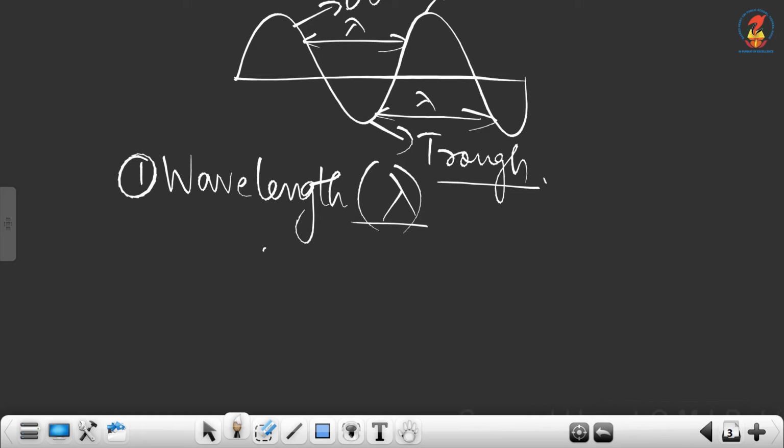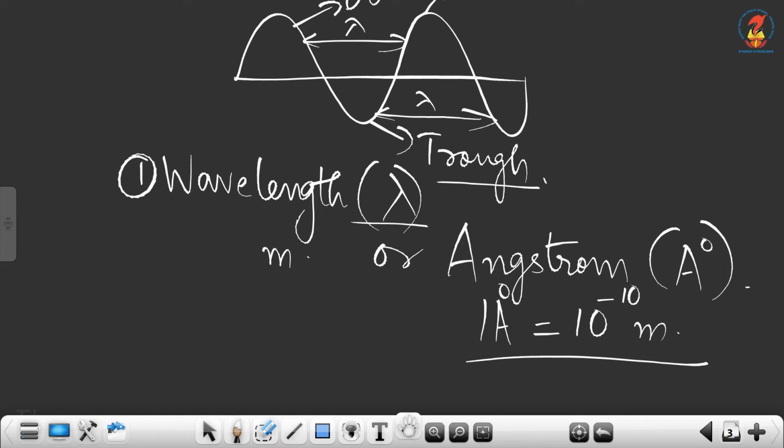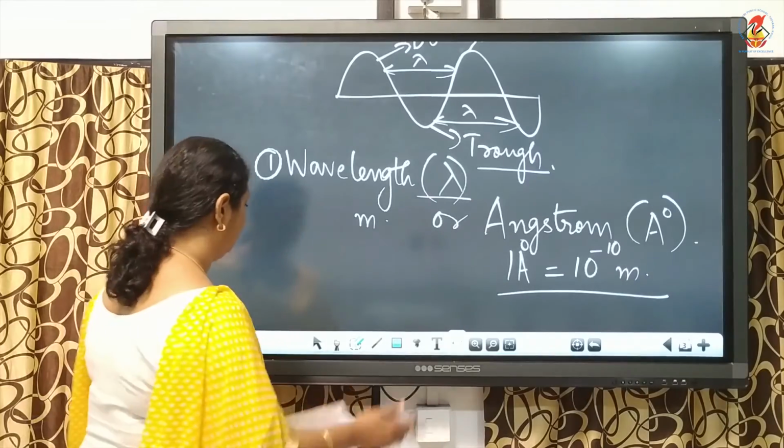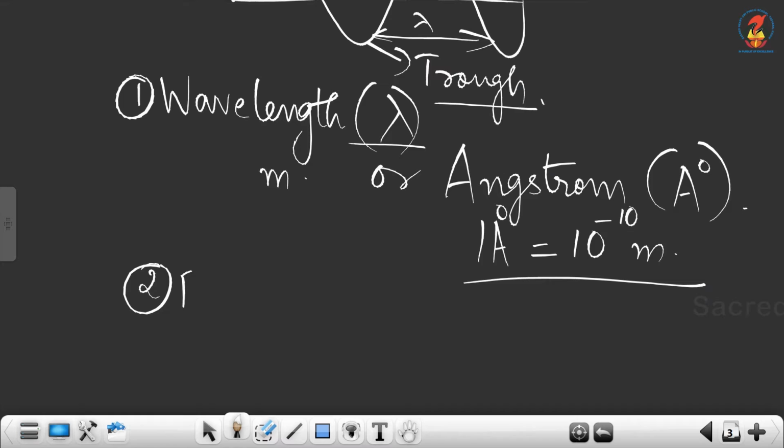The wavelength is the distance between two crests or between two troughs, and the unit of wavelength is usually meter or angstrom, denoted by Å, and 1 angstrom is equal to 10 raised to minus 10 meter. So wavelength is usually given in units of meter or angstrom. Now the second characteristic of a wave is frequency.